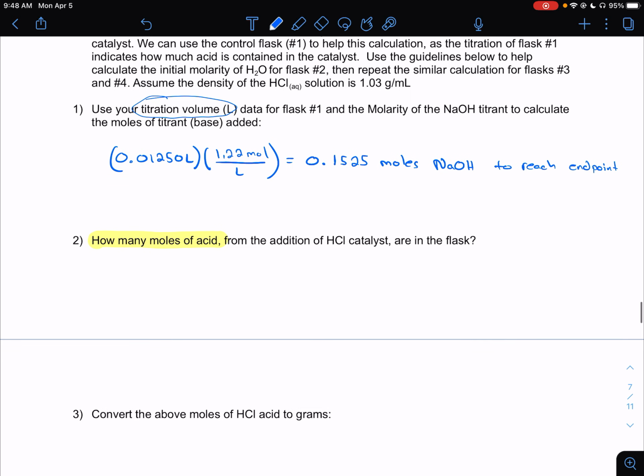How many moles of acid are in the flask? Well, the key here is, remember, at the endpoint, the moles of base added are equal to the moles of acid. And so now we see 0.1525 moles of our acid.